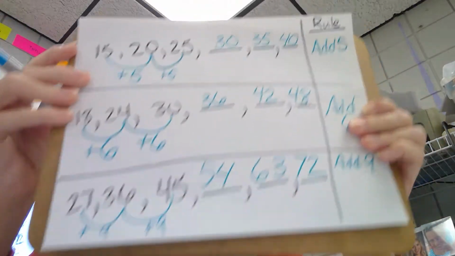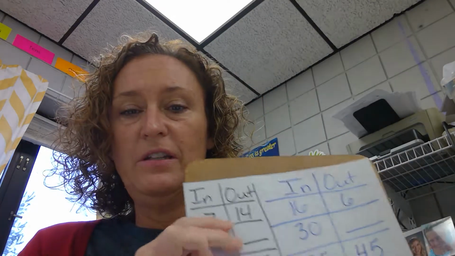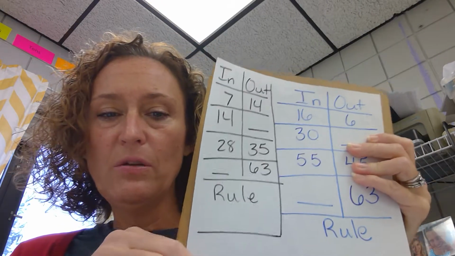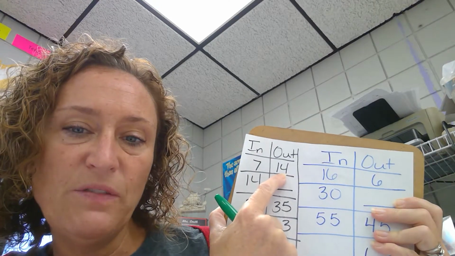Okay, that's one way you're going to see patterns this week. Another way you're going to see patterns this week is one of my absolute favorites. They are called input and output boxes. I love these. They are so fun because they're called function machines also. So if you put a number in, what number comes out? Let's look at the one that's written in black first. In went 7, out comes 14.